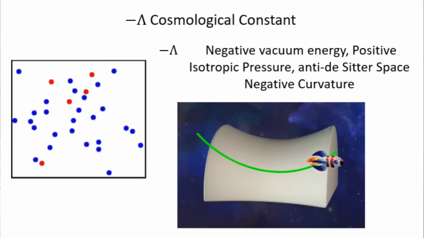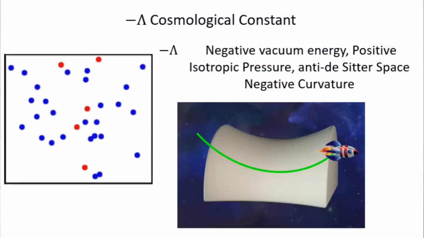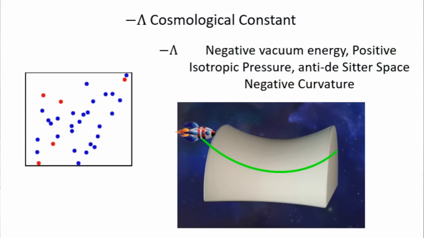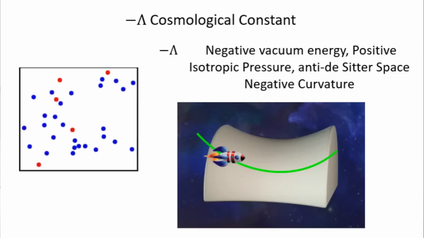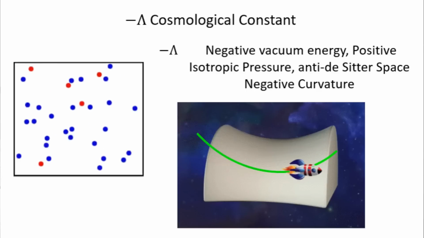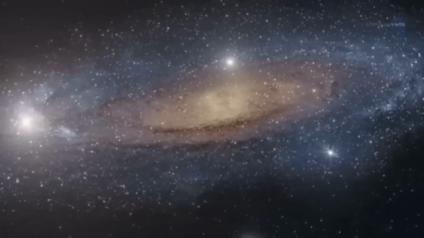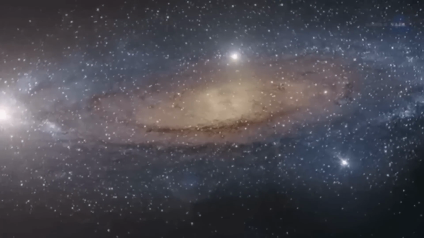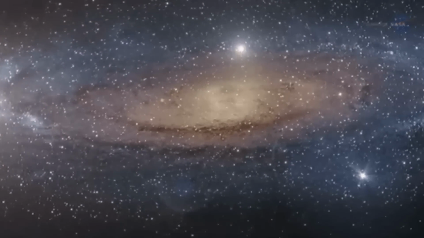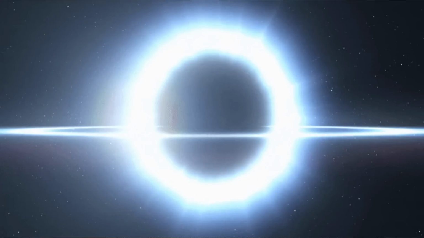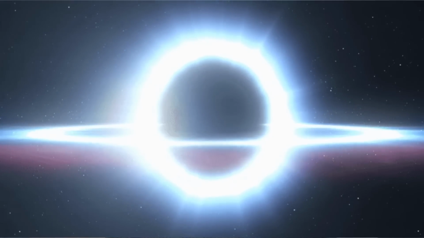If the cosmological constant is negative, we will have a positive isotropic pressure, and we call this an anti-de Sitter space with negative curvature. This tells us that we would be living in an open universe that would expand forever and ever. And as scientists have studied supernovae and other things, they have determined that we possibly live in an open universe that will continue to expand forever and ever.